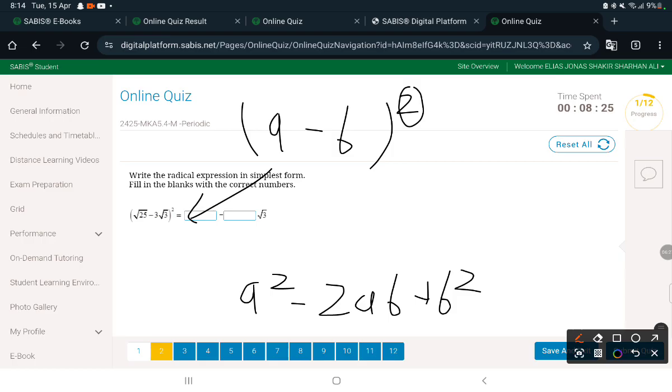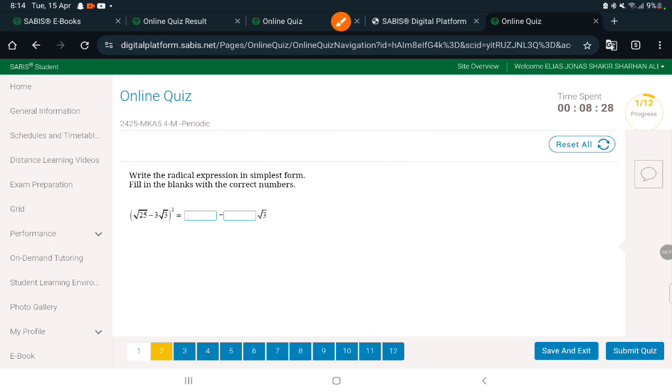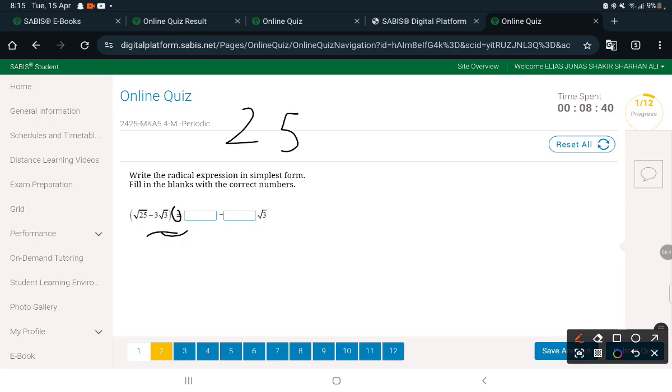So we do radical 25 squared. That's obviously going to be 25. Now, to find minus 2ab, we do 2 multiplied by the minus 3. You will get minus 6 radical 3. And you don't do 2 multiplied by radical 3 to get radical 6, like you don't get minus 6 radical 6. That's wrong. When you have minus 2ab, you multiply the 2 only by the number on the outside. You don't multiply it by what's inside the radical.